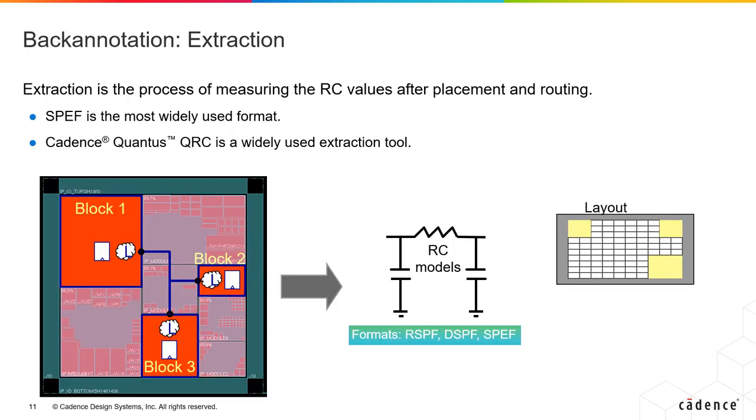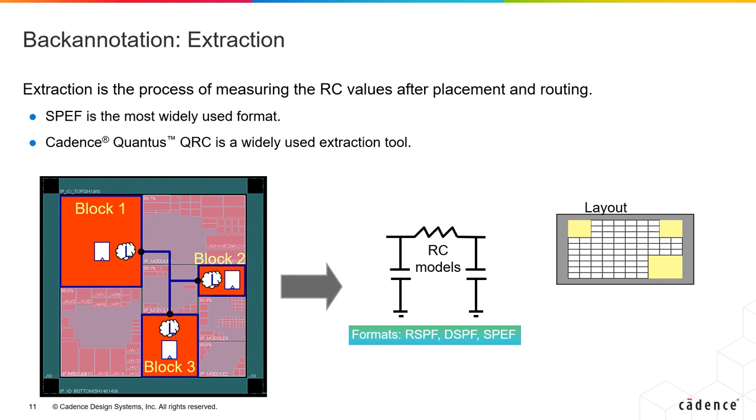Extraction tools can create models for your RC network using some sort of compression or reduction mechanism to generate either 2D models, 3D models, or 2.5D models of your layout. These RC models, when reduced, give you either the RSPF or DSPF or the more commonly used SPEF, standard parasitic exchange format. This process is called extraction. The SPEF is mentioned here as the industry-wide standard format.